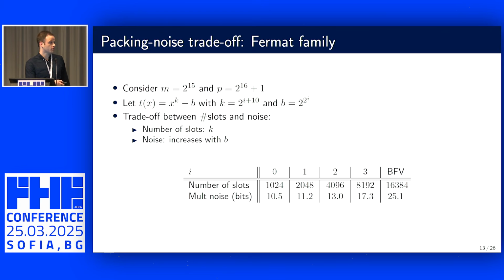So each of the columns in this table is one parameter set within the Fermat parameter family. In this leftmost column, you can see that we have a very small number of only 1,000 slots, but also the multiplication noise is rather low. In the rightmost column, which coincides with the regular BFV scheme, we have a large number of more than 16,000 slots, but also 25 bits of multiplication noise. So it's a trade-off between noise and number of slots.